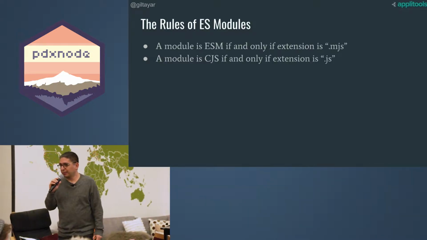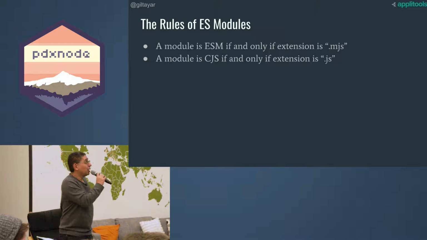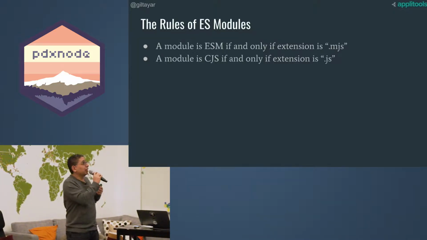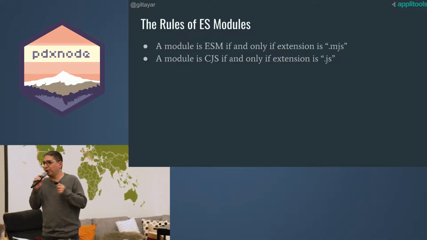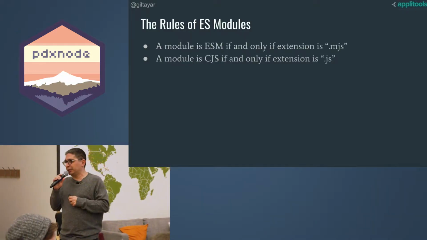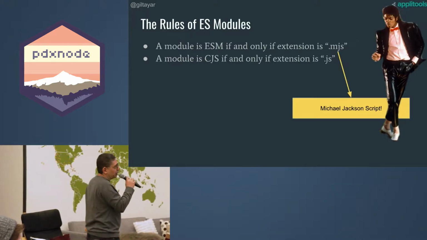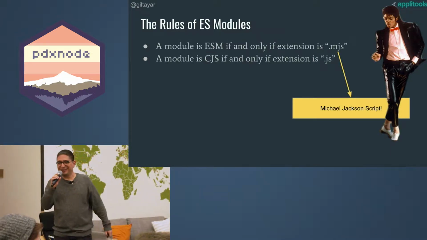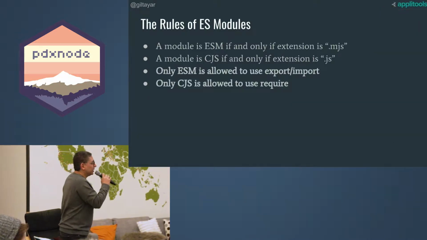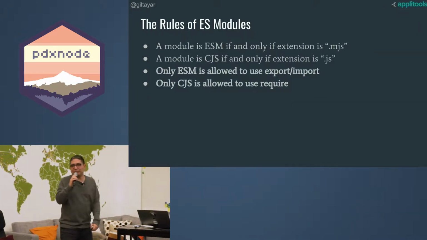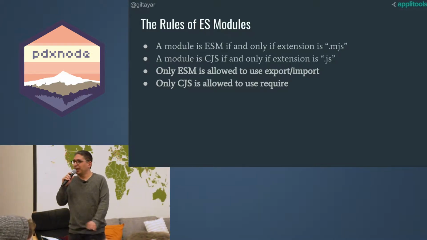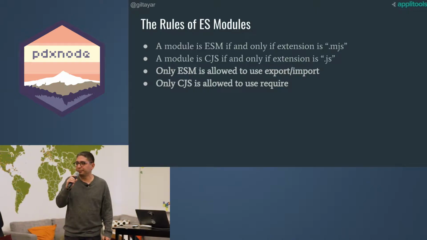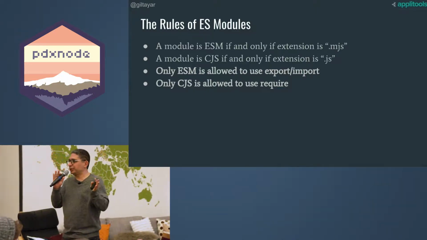First of all, we need to understand the rules of ES modules. With the first rule, a module is an ES module if and only if the extension is .mjs. And a module is CJS if and only if the extension is .js. And a lot of people call them Michael Jackson scripts. That was before the documentary that's running on Netflix, so sorry. Only ESM modules are allowed to import and export. And only CJS modules are allowed to use require. So we have basically 2 branches, CJS and ESM, and they can't mix. We'll see that they can mix, but basically, they can't mix.